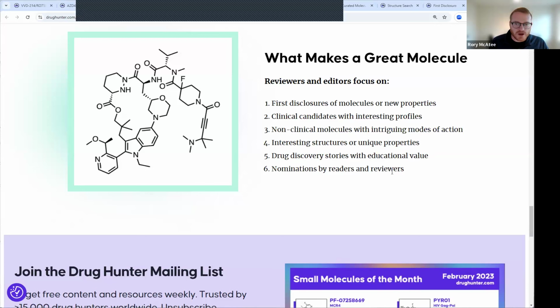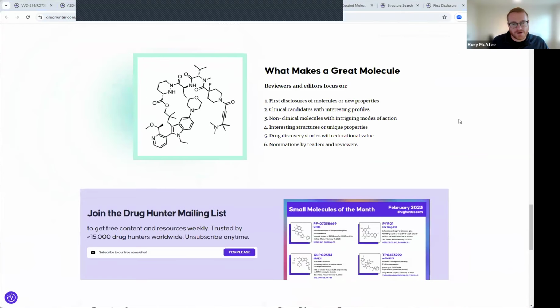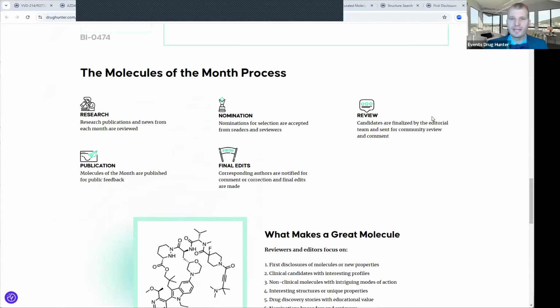Again, we're pulling information from all different angles, but these are the things that come top of mind when we're thinking about which molecules to highlight in the molecules of the month, and even more generally as a case study or a molecule brief type article. So I think that's what I had, Dennis. Thank you. Awesome. Yeah, thank you, Rory.